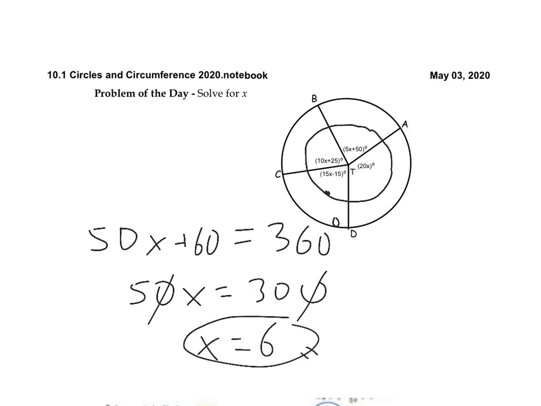Okay, check my work. I mean, I'm a human being. It's possible I made a mistake. And if you do find a mistake, please email me and I'll give you an extra point. Okay? But the answer is x is equal to 6.